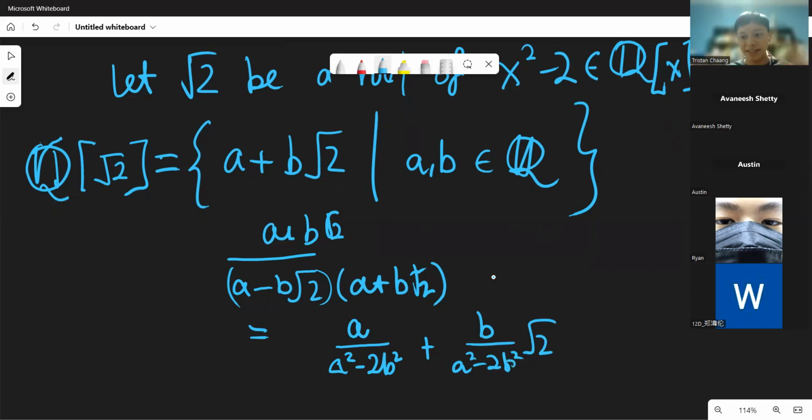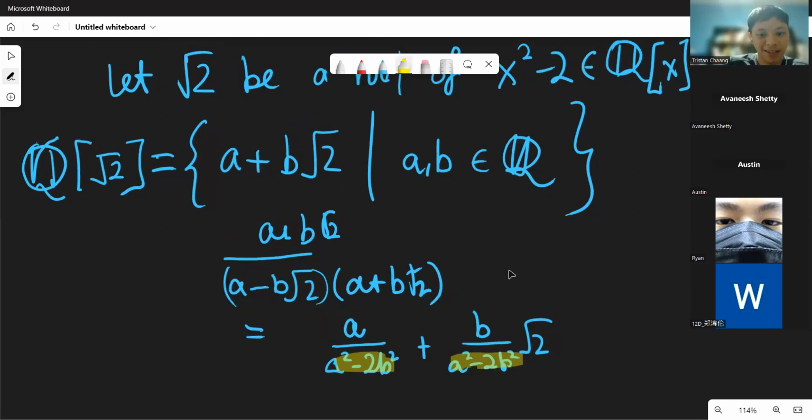So inverses exist as well. Very interesting. Of course, by the way, you might ask, what if the denominators are 0? But if they were 0, that means square root 2 is a rational number, right? So they aren't 0. And indeed, there are inverses.